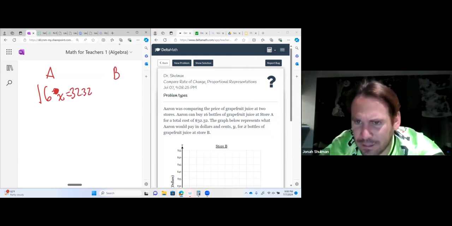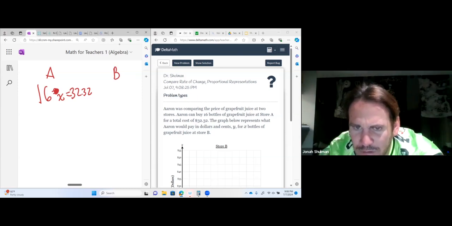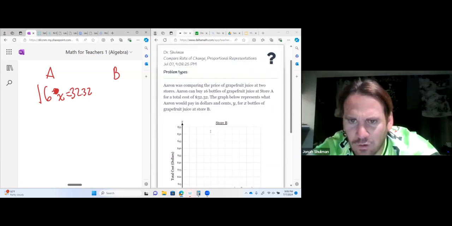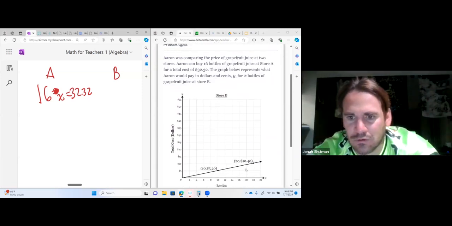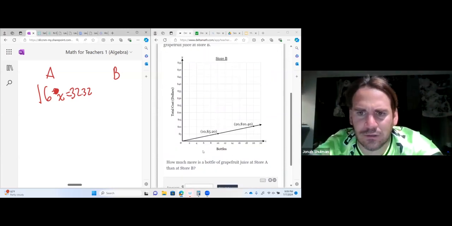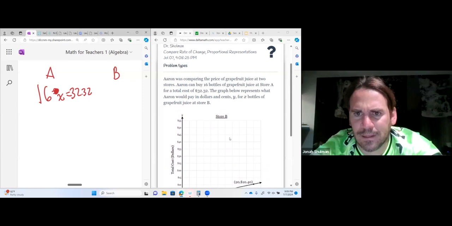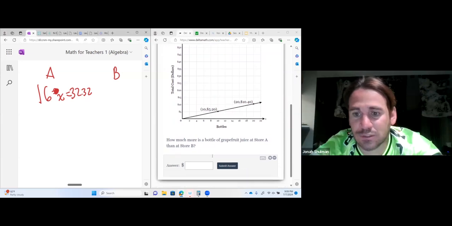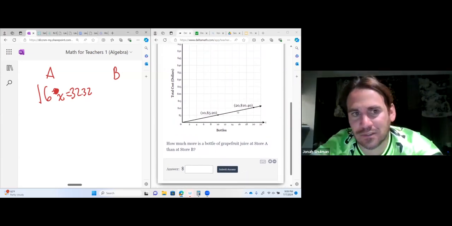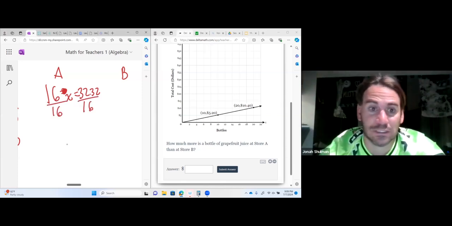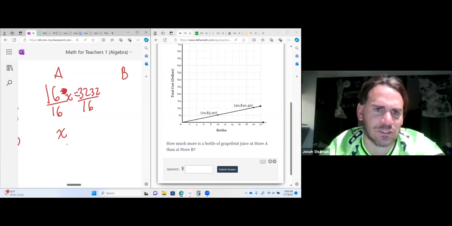Now we got store B, Aaron gets, oh, and so we got B. They don't even give us the B. Okay, that's fine. I'm fine with it. So it just says what happens at 10 and 20. How much more is it? So we just have to figure out how much more it is. We have 16. So the first thing I'm going to do is divide this by 16 and see how much just one of these is. So x is, 16 goes into 32 2 times, I think it's $2.02.